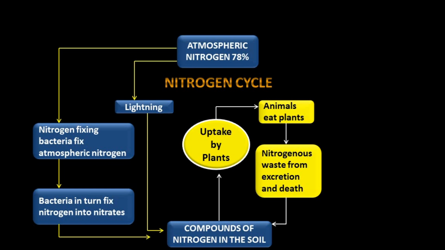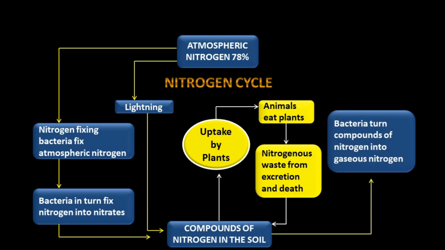Waste of animals and dead bodies of animals are decomposed by microorganisms, and this nitrogen is again mixed into the soil in simple form. Bacteria present in soil turn compounds of nitrogen into nitrogen gas and help maintain the nitrogen level in the atmosphere. So this nitrogen is again mixed in the atmosphere through this cycle.